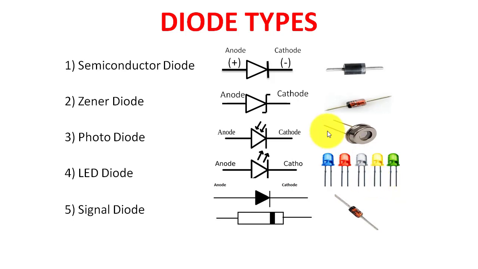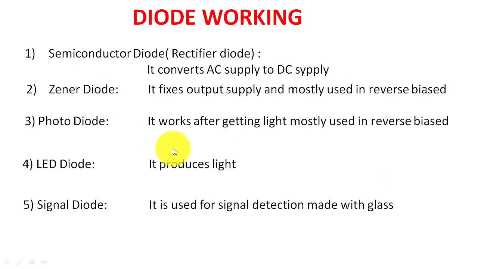So we learned the diode types and how many diodes there are. Now we'll see why these diodes are used. The semiconductor diode, or rectifier diode, is used especially to convert AC supply to DC supply.